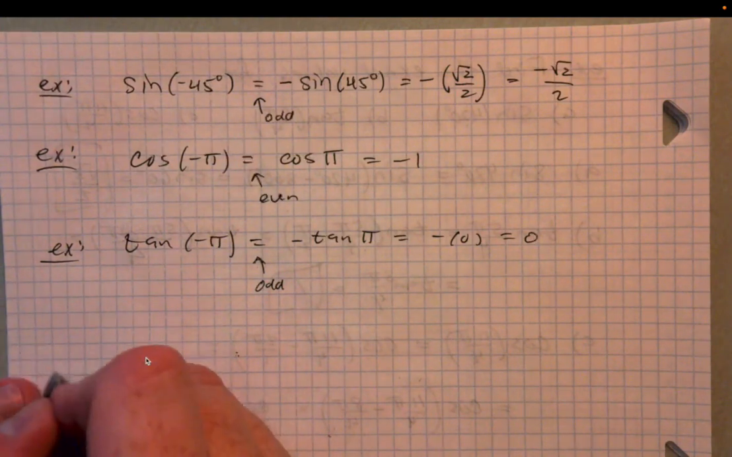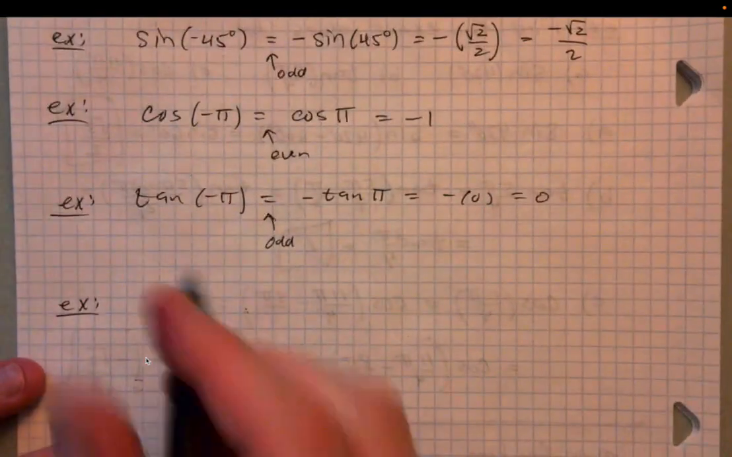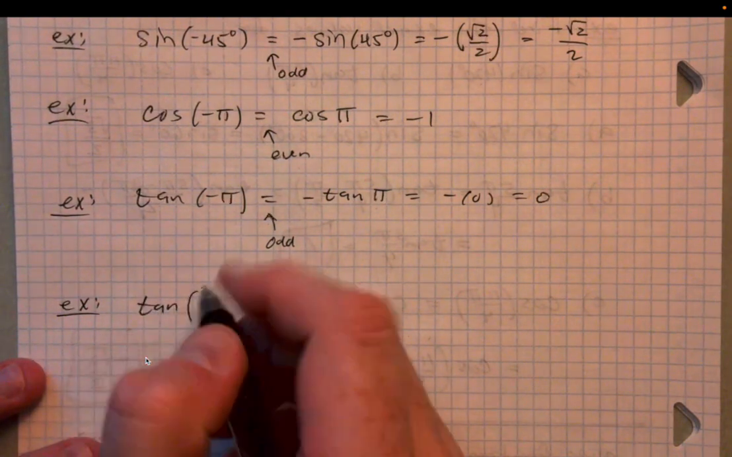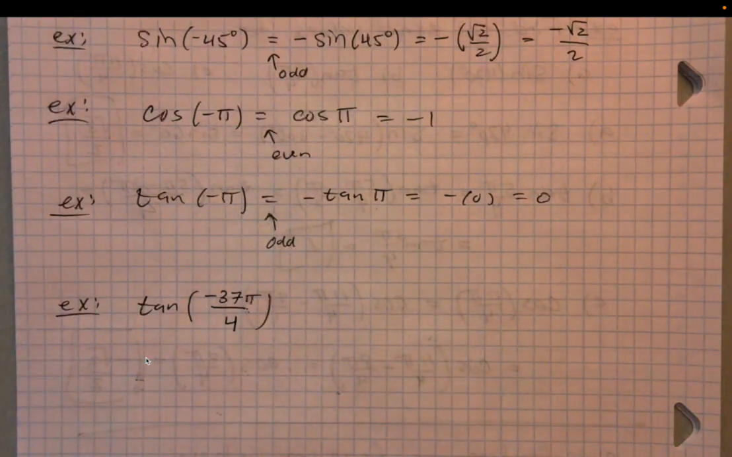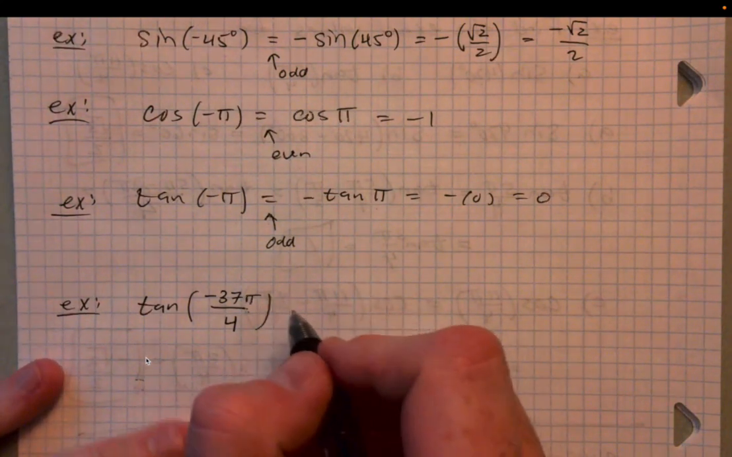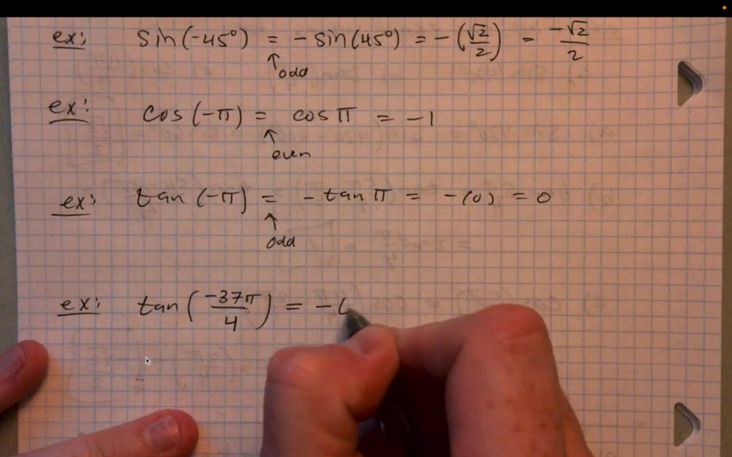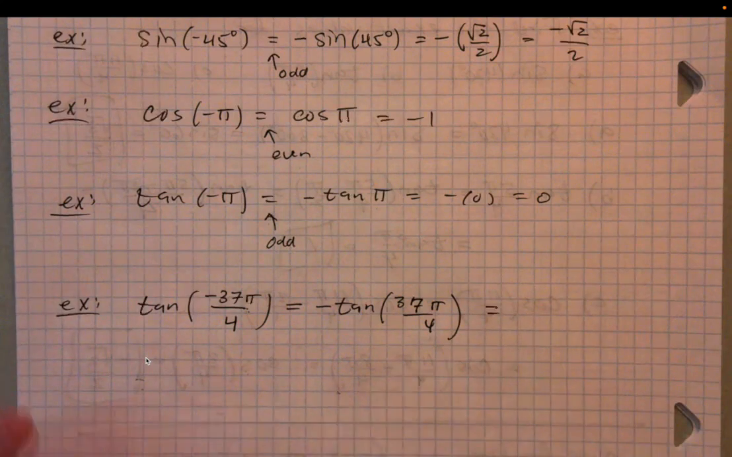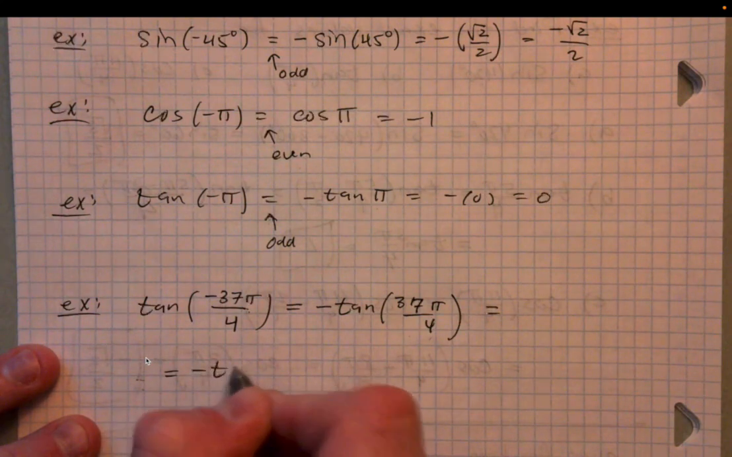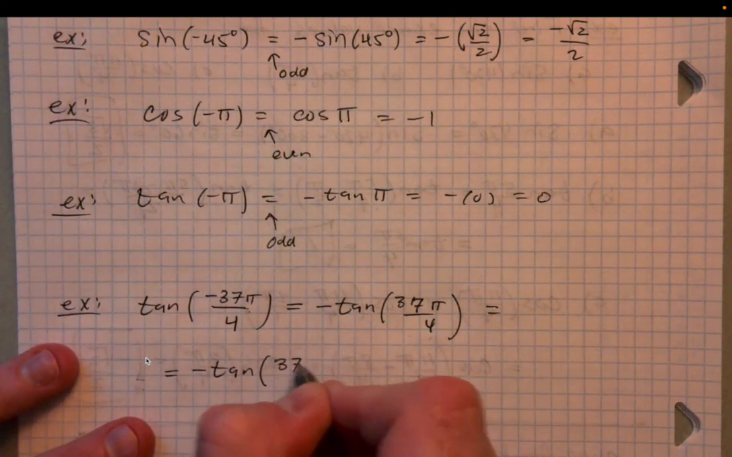Okay, what about this one? What about the tangent of negative 37 pi over 4? Well, first of all, let's get rid of the negative. Right, so tangent's an odd function, so I can write this as negative tangent of 37 pi over 4. What about this 37 pi over 4? Well, let's use the fact that tangent is periodic with period pi.